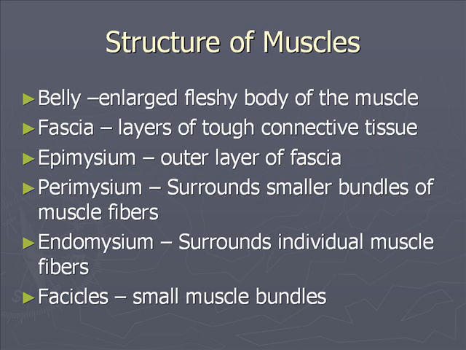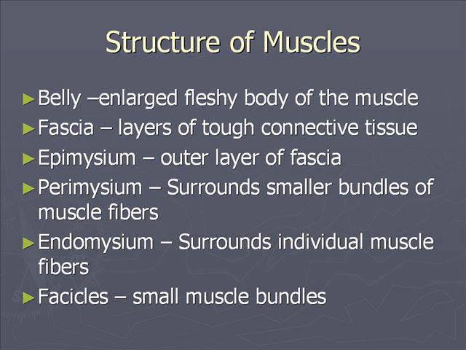Now, some of the structures of the muscles that you'll need to be familiar with, you'll need to know these definitions. The belly of the muscle is the enlarged fleshy body of the muscle. The fascia of the muscle is a layer of tough connective tissue. As I was showing you earlier, some of the layering, the epimysium, perimysium, endomysium, sometimes is referred to as the fascial planes or the fascial layers. But this basically connective tissue wraps around the muscle tissue, kind of holds it into position, holds it into place.